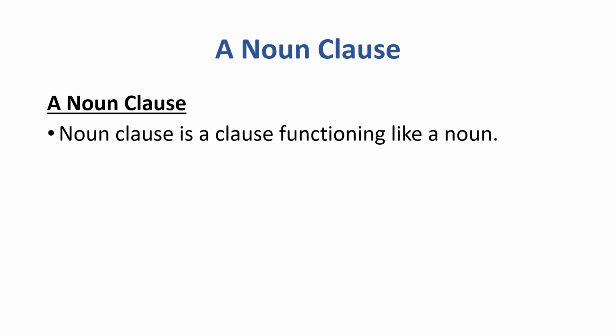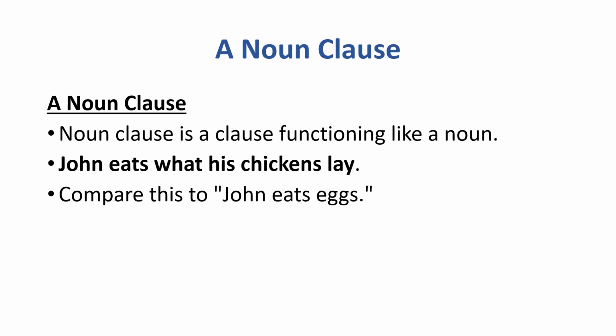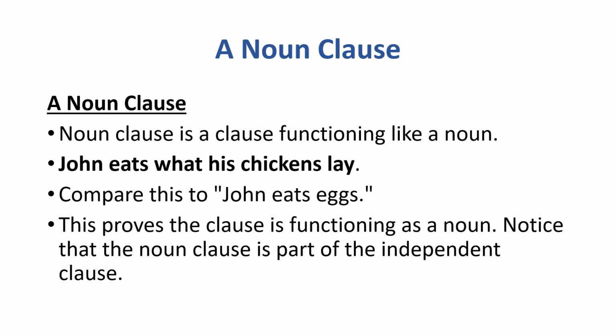Then there is a noun clause. A noun clause is a clause functioning like a noun. For example, John eats what his chicken lay, and you can compare it with John eats eggs. Here, in place of eggs, you have used what his chickens lay. The last thing you need to know is this proof that the clause is functioning as a noun. Usually the noun clause is part of the independent clause.